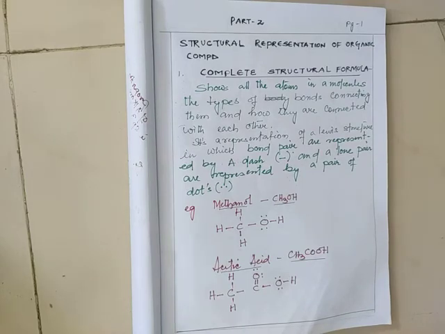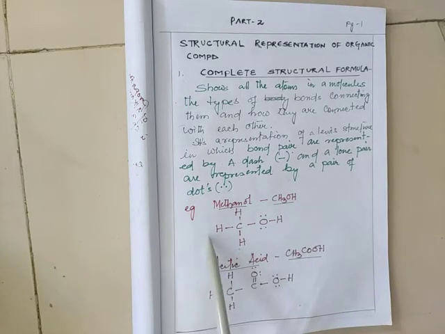So what is complete structural formula? Let's see here. This formula shows all the atoms in a molecule, the types of bond connecting them, and how they are connected with each other. It is a representation of a Lewis structure in which a bond pair is represented by a dash and a lone pair is represented by a pair of dots. Now here you have one example.